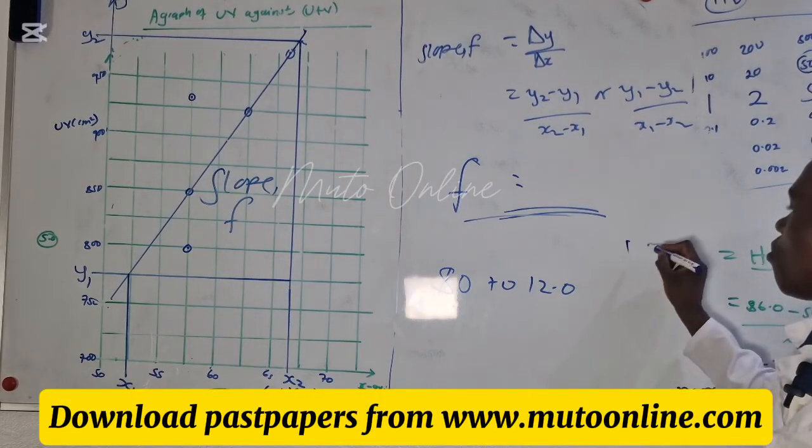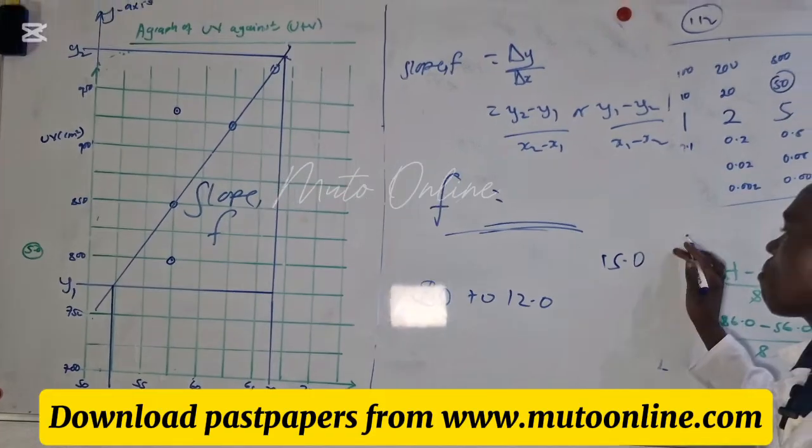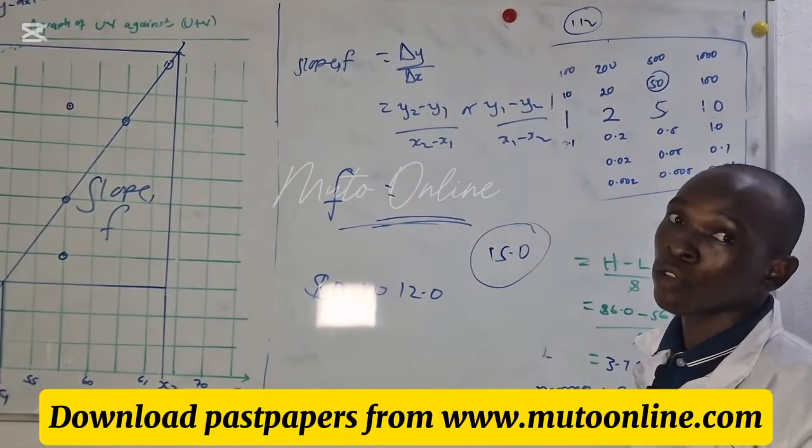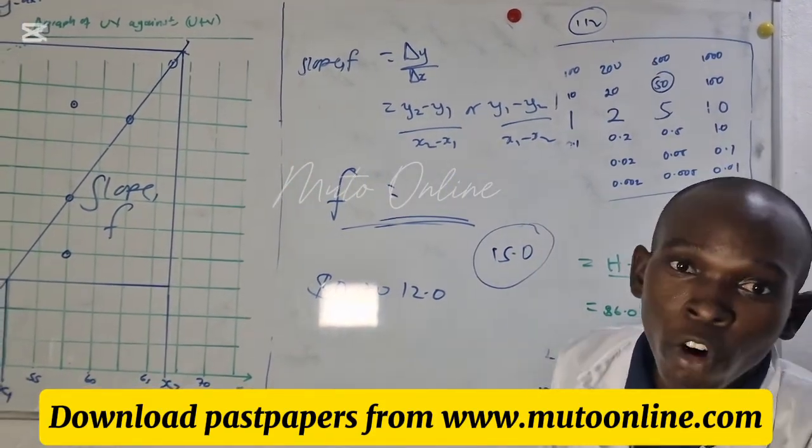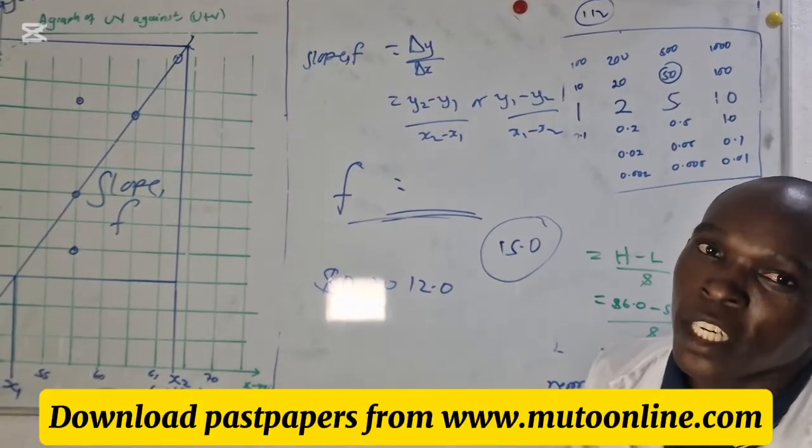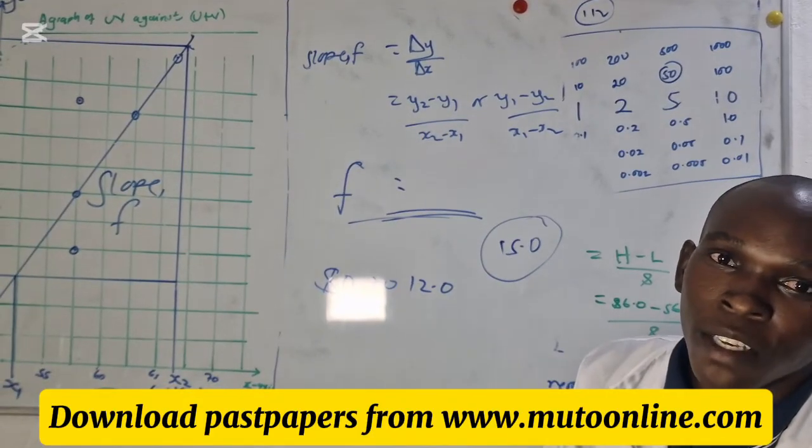So if you get 15 point something, this is greater power, and so advise them not to tamper with this lens. Let them go back and buy a new lens.